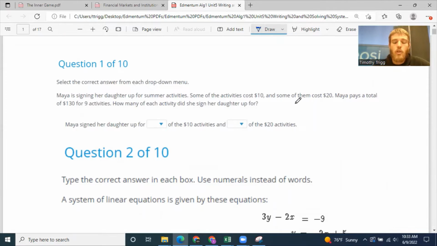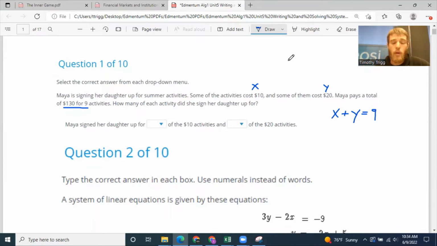Okay, so first thing we want to do is create a system of equations. So in this case, some activities cost $10. So the $10 activities, we're going to call these X. Meanwhile, the $20 activities we'll call Y. Now it says that Maya pays a total of $130 for 9 activities. So if I take the number of $10 activities plus the number of $20 activities, that'll be a total of 9 activities.